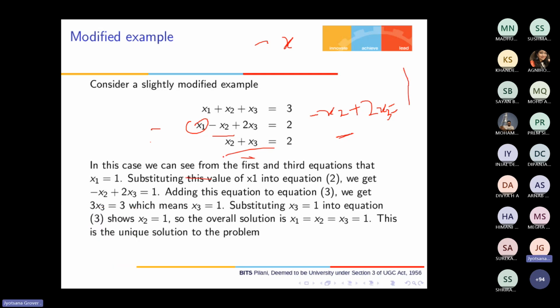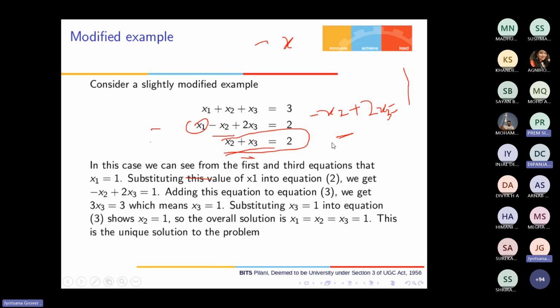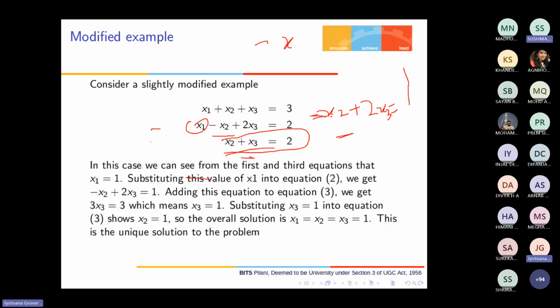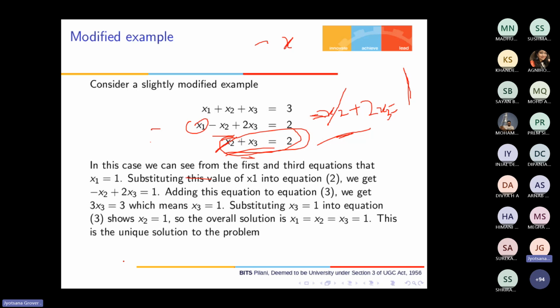Now refer to this equation: minus x2 plus 2x3 is equal to 1. Now add this equation with the third equation. What will you get? The minus x2 gets cancelled, right? So 3x3 is equal to 3. So x3 is going to be 1. So you have got a unique solution.